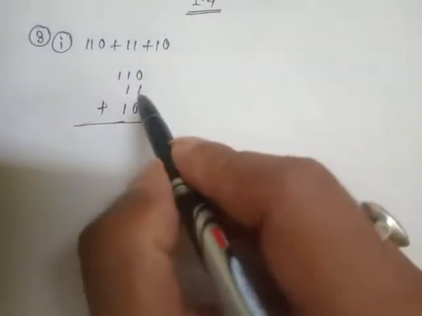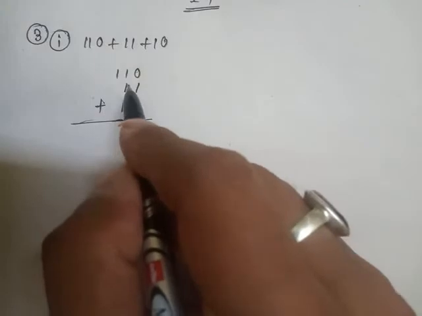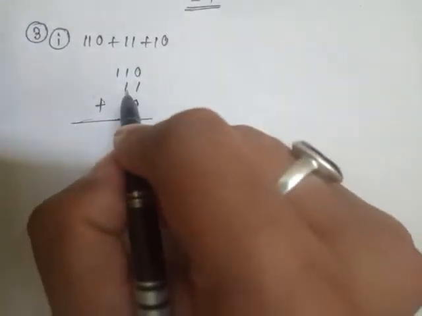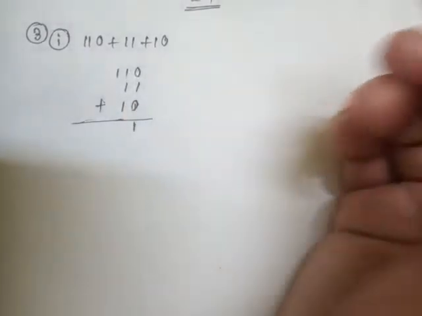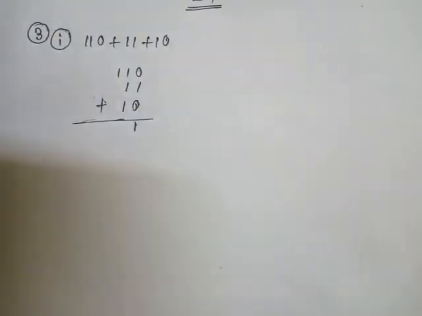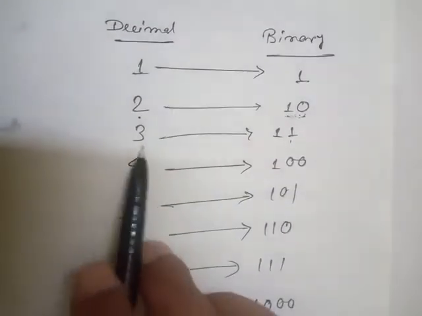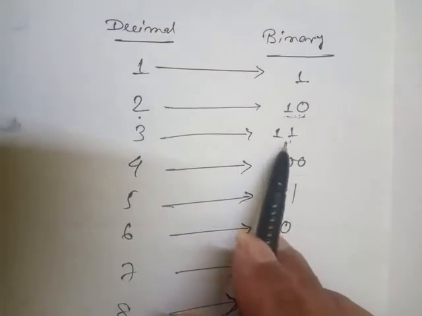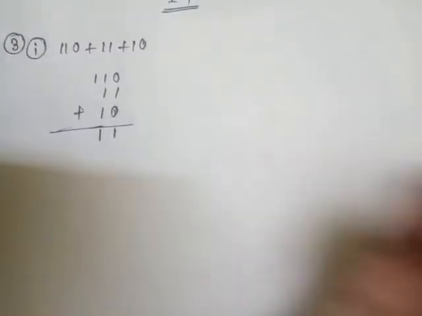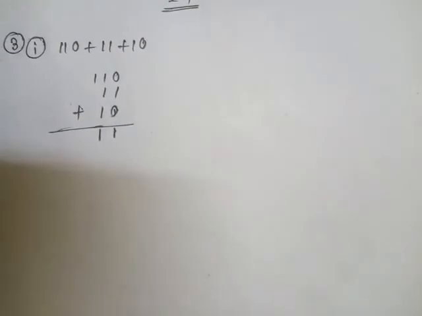Now students, look here, 0 and 1, so 1 will be here. Now 1 plus 1 is 10. 10 means 2 actually, and 1 more means 3. Look here, 3 in decimal, but in binary it is 11. So 3 means in binary it is 11.